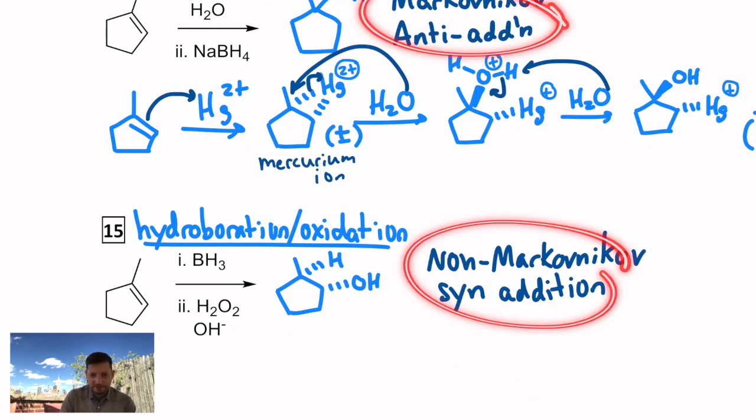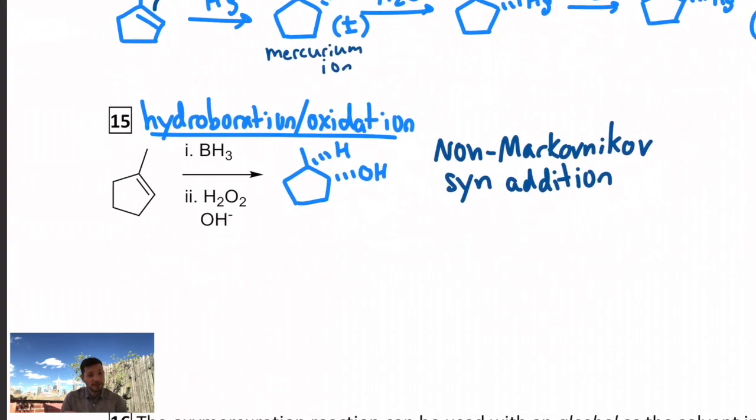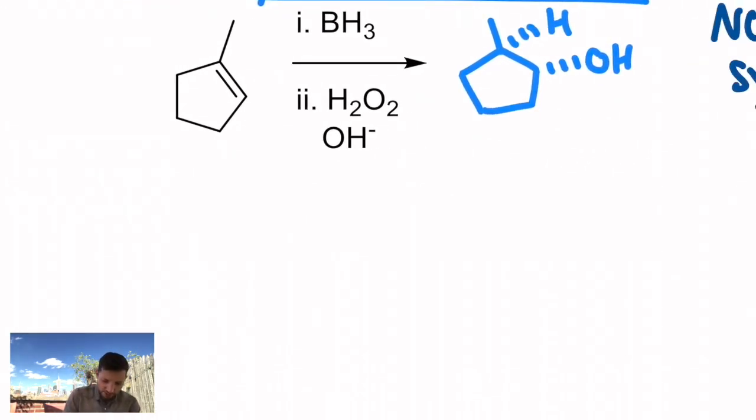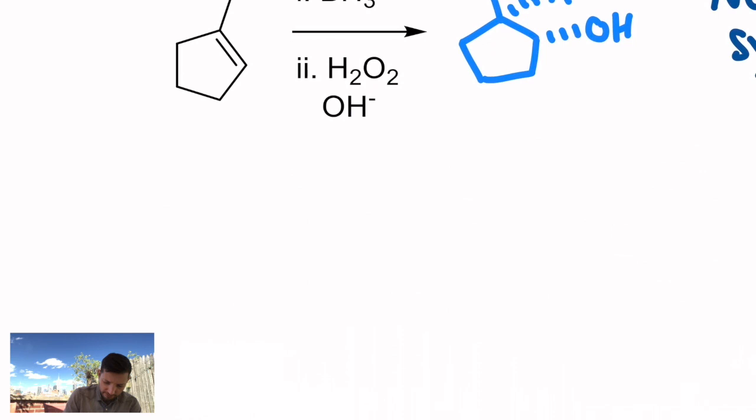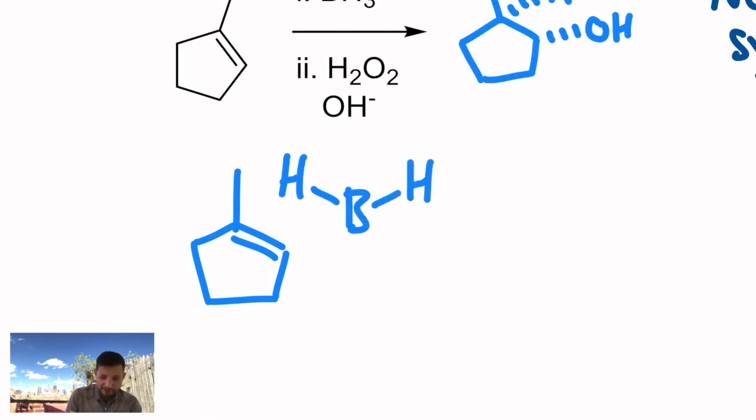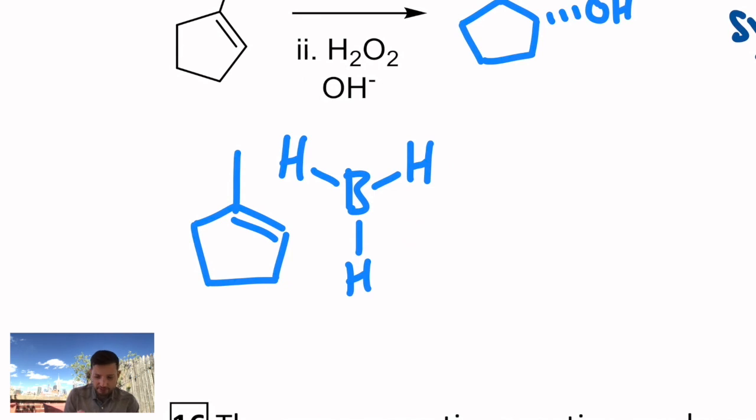But as with all of these, let's explain why we get syn addition and why we get non-Markovnikov. So let's redraw methylcyclopentene. And I'm going to draw out the borane molecule. Borane, BH3, looks like this. Remember, boron has only a valence of 3. It's a very electrophilic boron, but there's no formal charge. And in one step, the pi bond attacks the electrophilic boron, and the boron-hydride bond breaks and sends those electrons with the hydrogen to the more substituted carbon.